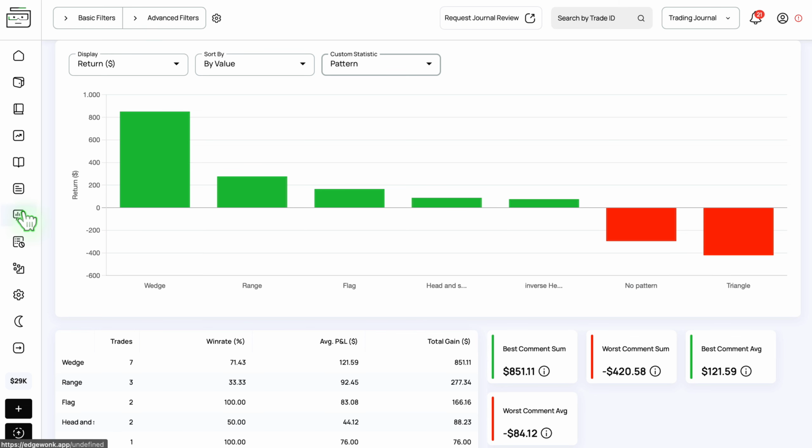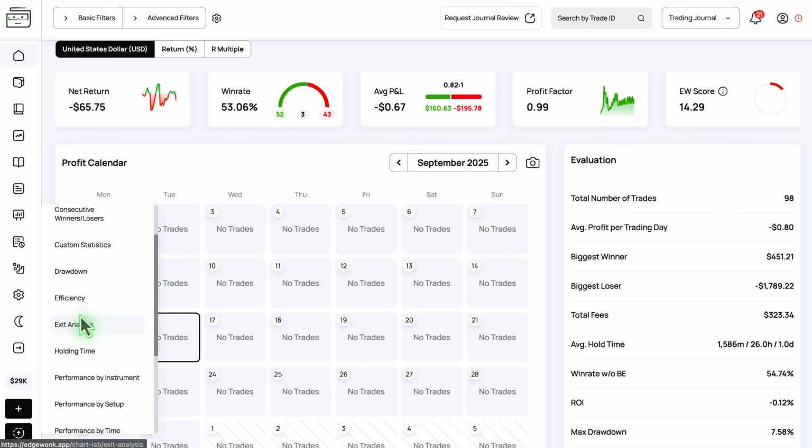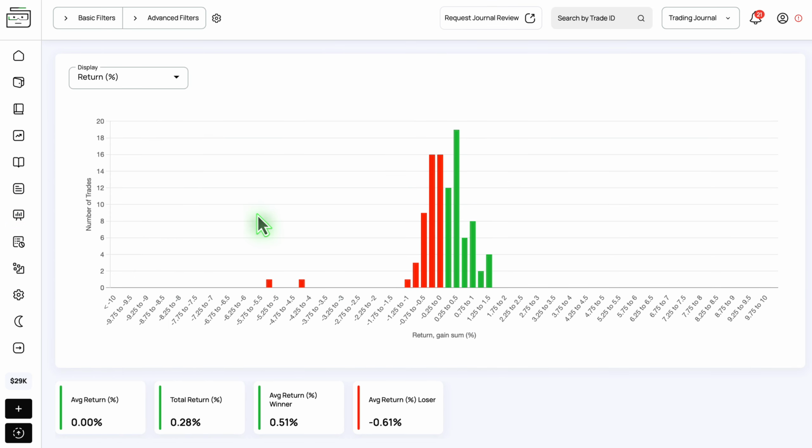Especially for break-even or losing traders, what we always recommend is to check your risk distribution. This is where you can analyze your position size.